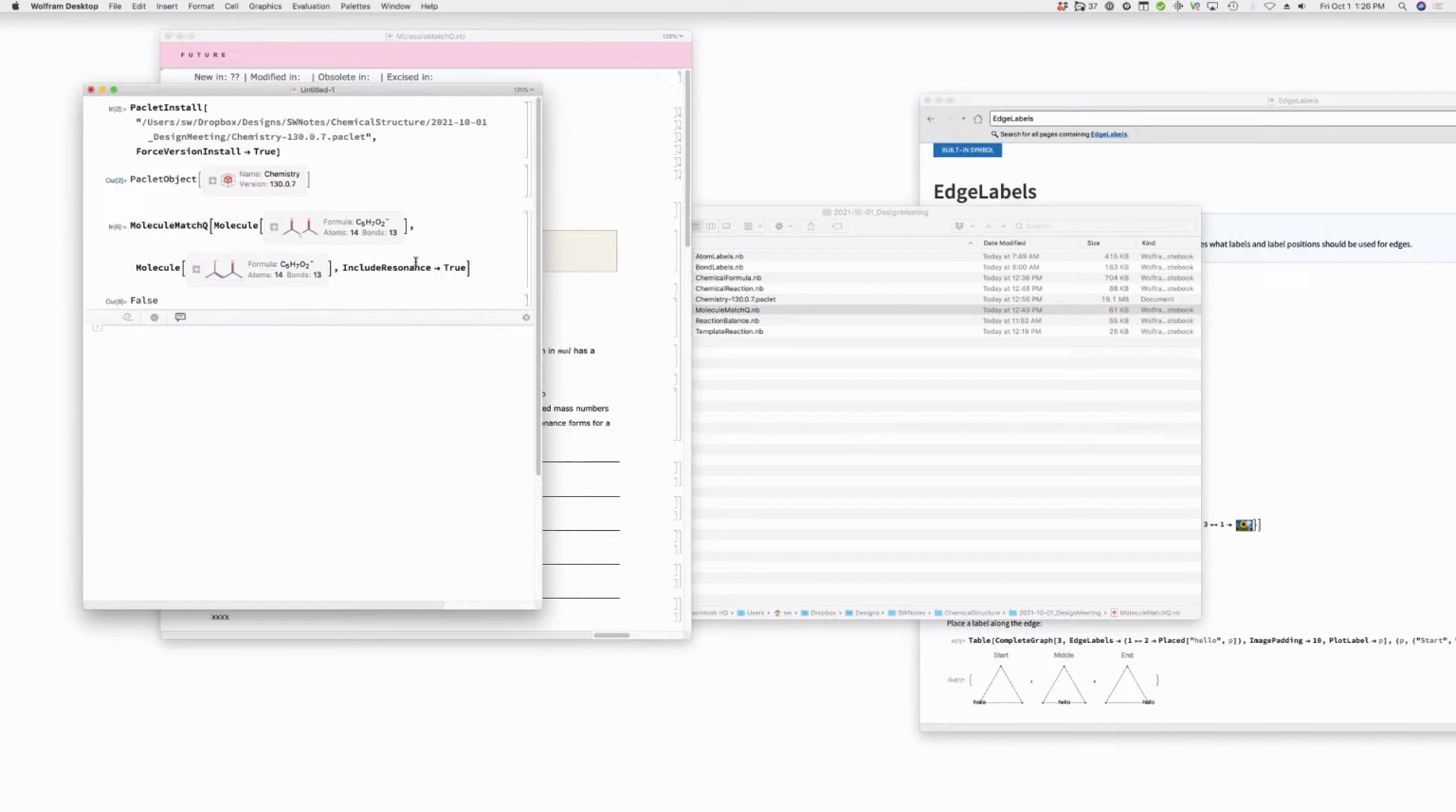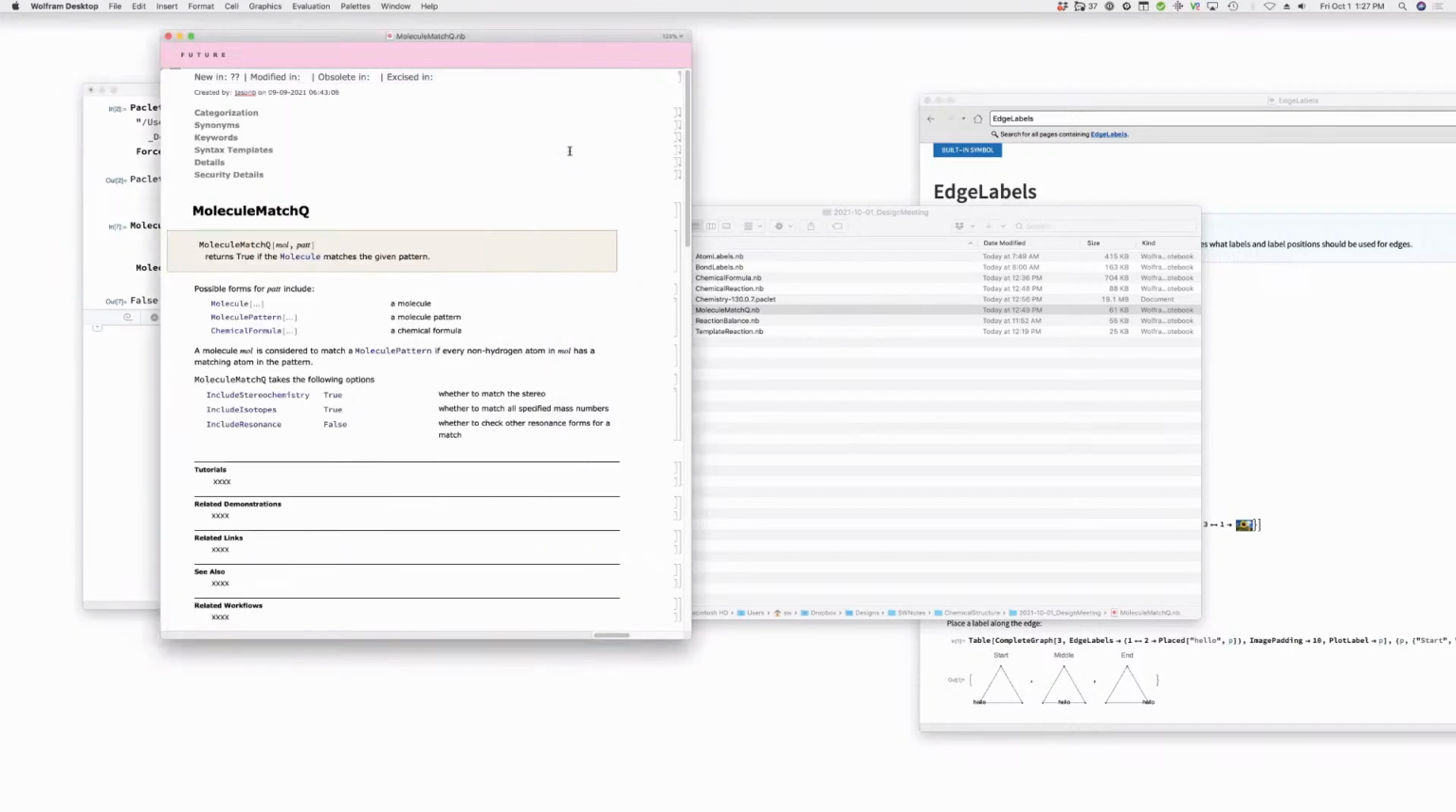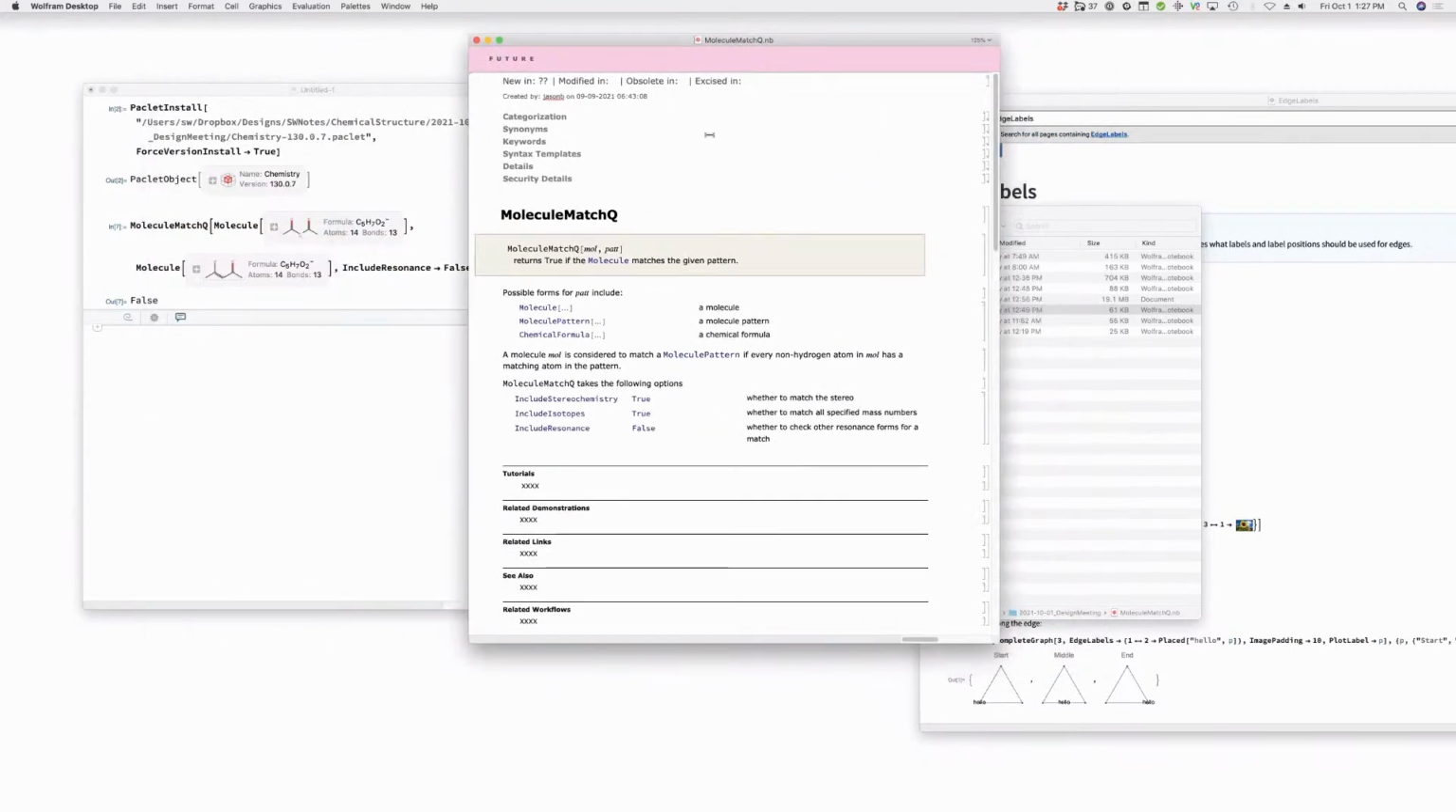So include resonance will be, I don't understand why it is saying include. Why isn't it saying ignore? Isn't this like IgnoreCase? I'm totally unclear why this is not saying ignore stereochemistry, ignore isotopes, ignore resonance structures. Isn't that the right way around? That's what MatchQ is doing, where it says IgnoreCase and so on, right?